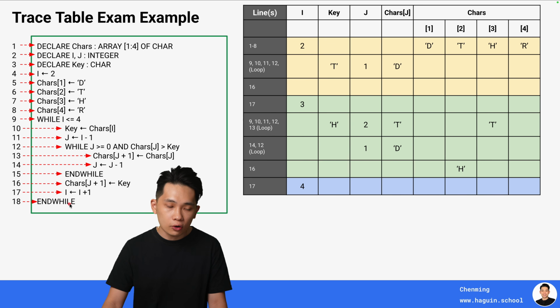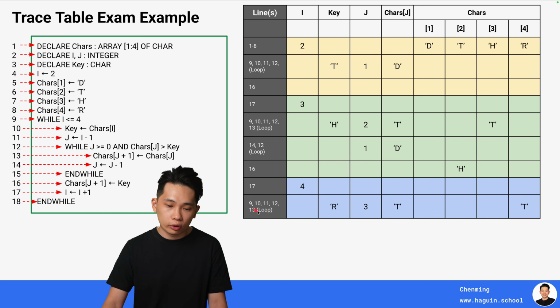Then does 4 still fulfill this while loop condition? Yes, it does fulfill, meaning that we have to go back to the top here and run the while loop again here. So therefore we will run 9, 10, 11, 12, 13 here. So let's look at this here. So first of all, 9, yes. So key is char i, which is char 4 here. So right now we are looking at this r here, char 4 here. And then j is i minus 1. So 4 minus 1 is equal to 3 here.